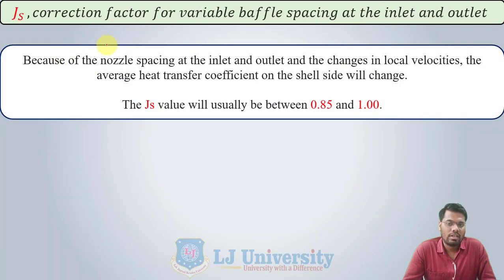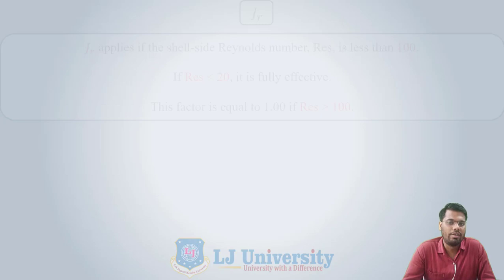JS, which is the correction factor for the variable baffle spacing at the inlet and the outlet. Because of the nozzle spacing at the inlet and outlet and the changes in local velocity, the average heat transfer coefficient on the shell side will change. So the JS value will usually be between 0.85 and 1.